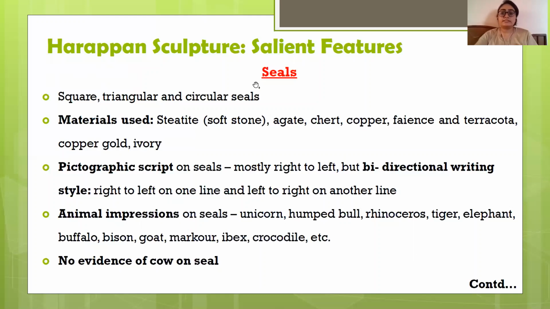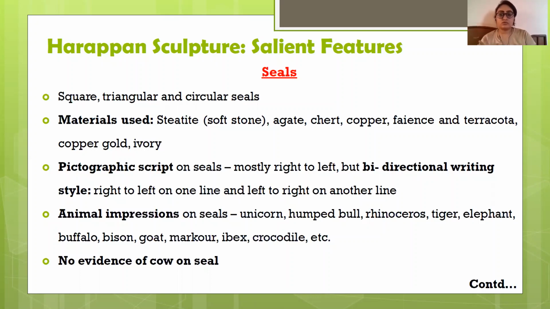So first of all, you will see seals, which were in use by Harappans on a large scale. We find square, triangular, and circular seals. Then what were the materials used in the seals? Most of the time it is steatite, which is a soft stone that is easy to mold into a seal. So steatite was used, agate was used, chert, copper, faience, terracotta. Other than these, copper, gold, and ivory were also used.